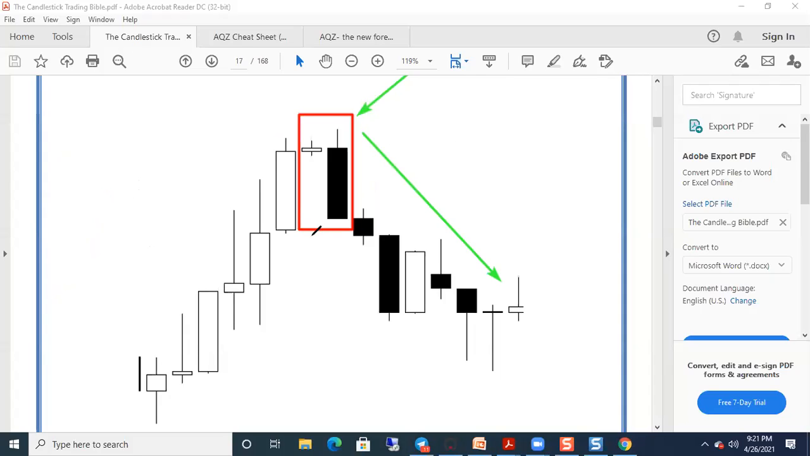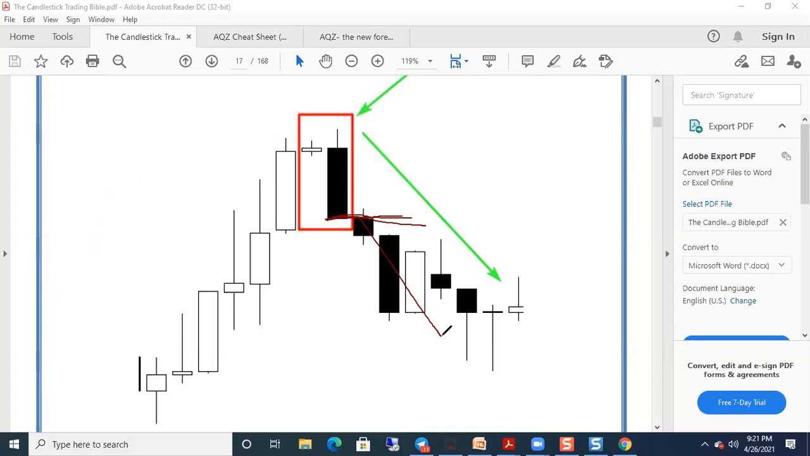However, there are several ways you could trade it. The first way you could trade a bearish engulfing candlestick pattern is to enter immediately this candle closes. Note the word closes. You have to wait for the candle to close. So once this candle closes, you could take your sell instantly.